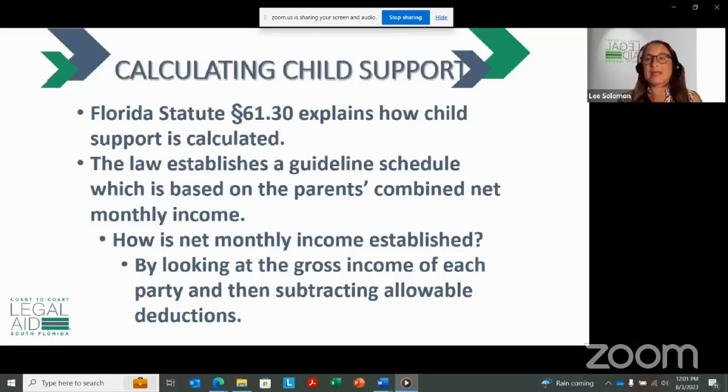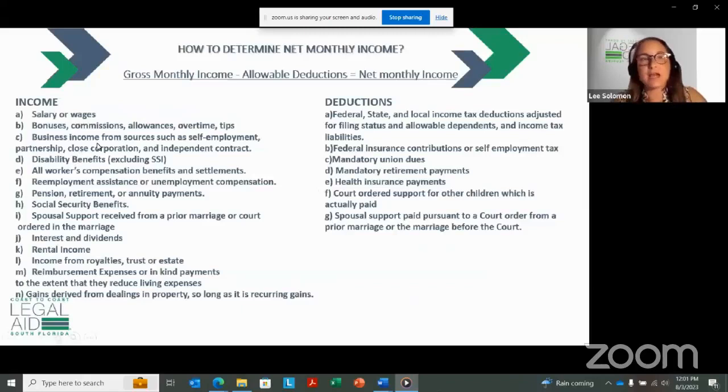Section 61.30 lays out what is considered income for purposes of child support and what are the allowable deductions for child support calculations. So in this next slide, you can see here listed all of the different types of income that are to be included for a child support guideline calculation. Salary or wages, bonuses, commissions, allowances, overtime, and tips. This one's very important because a lot of times people think their overtime doesn't get counted, but it does. The statute specifically states it does.